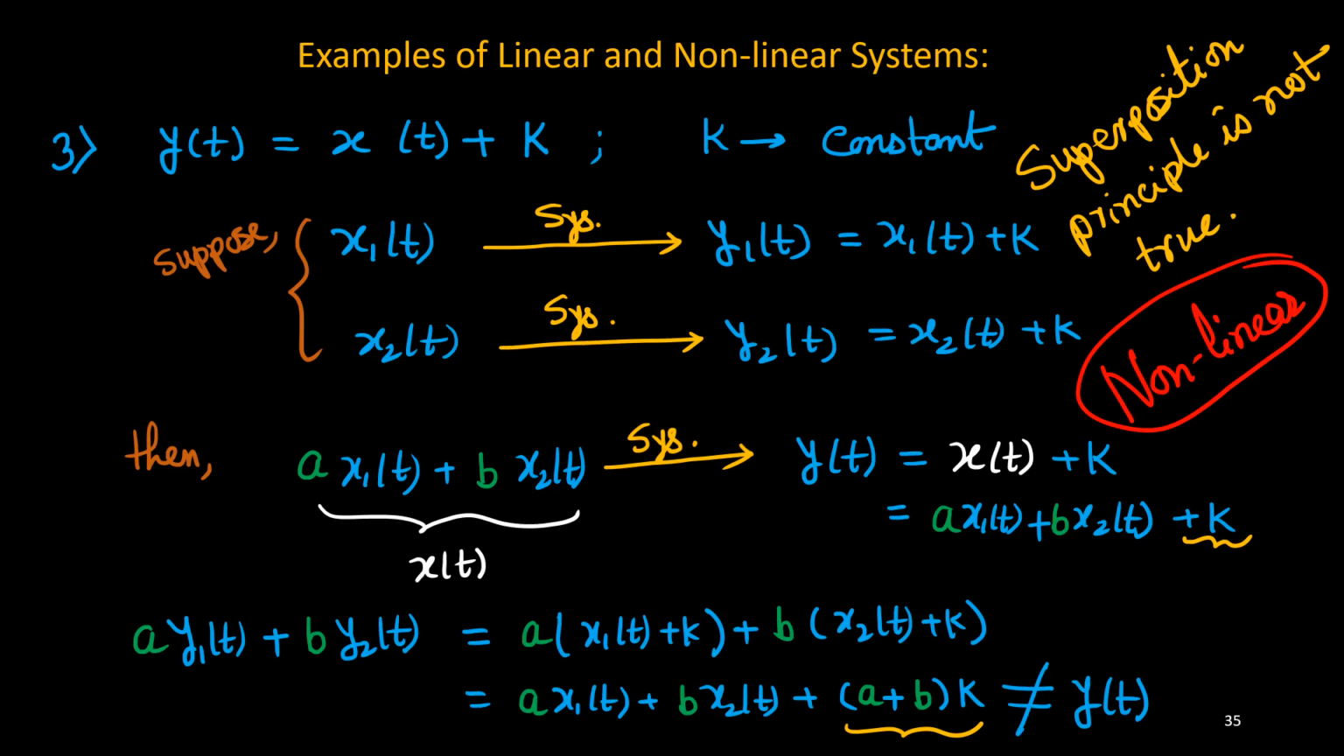So be careful here. Students make mistakes here the maximum number of times. When this is added, this is not a linear system. Its power is 1, but because of this DC added, which is called the offset of the system, when the signal is absent, x is 0, then also we'll get a certain output k. Okay, so this is a constant output. Fine. So this is called a non-linear system.